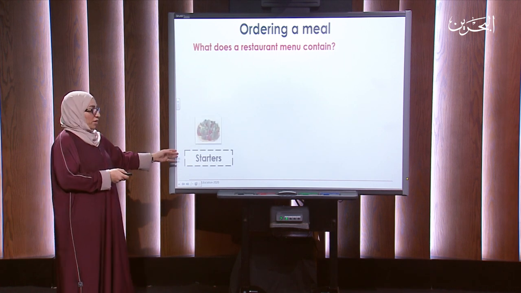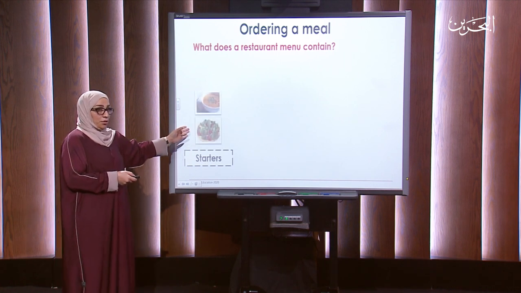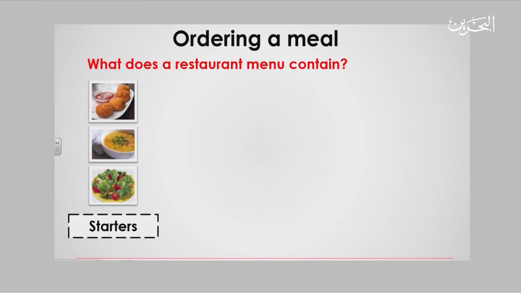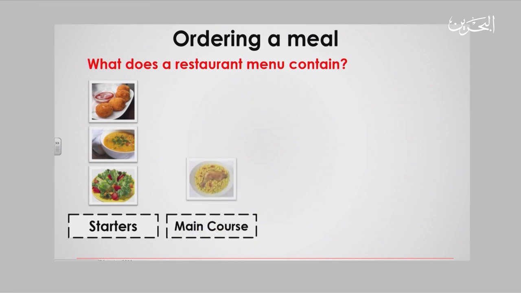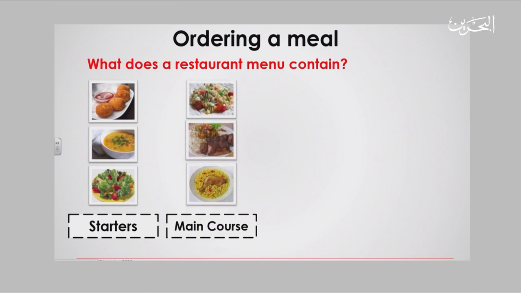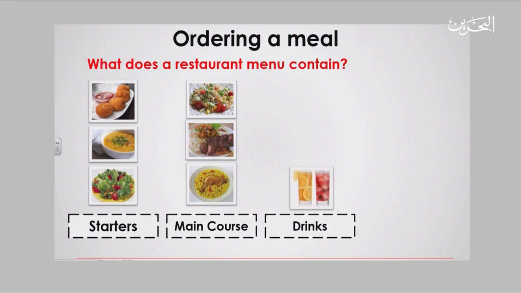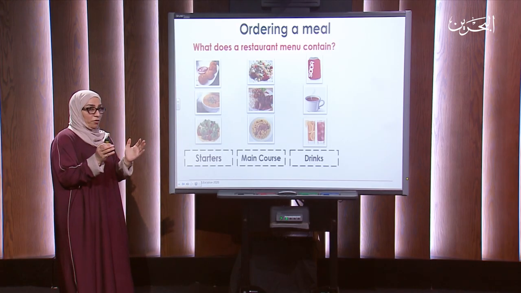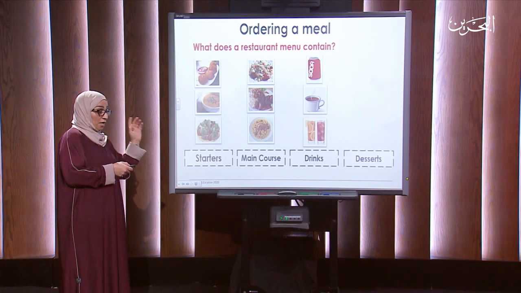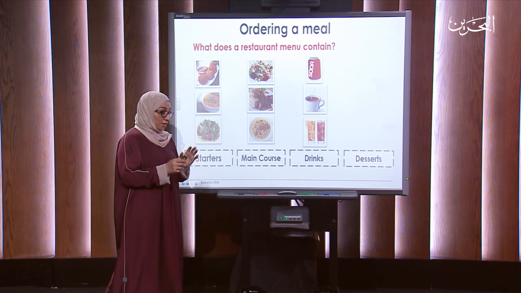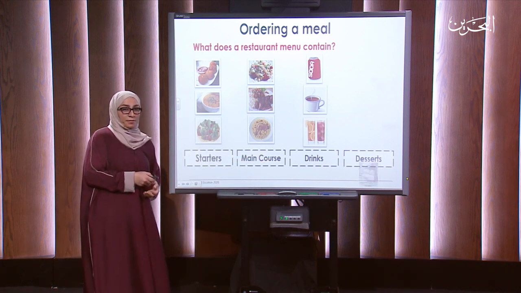Starters, for example, salad, soup, and we have cheese balls. Main course, rice with chicken, meat with rice, pasta. Drinks, juice, tea or coffee, soft drink. These are the main elements or main parts in a menu when you want now to design your own menu for your restaurant. And also the last thing, which all of us like the most, the dessert.